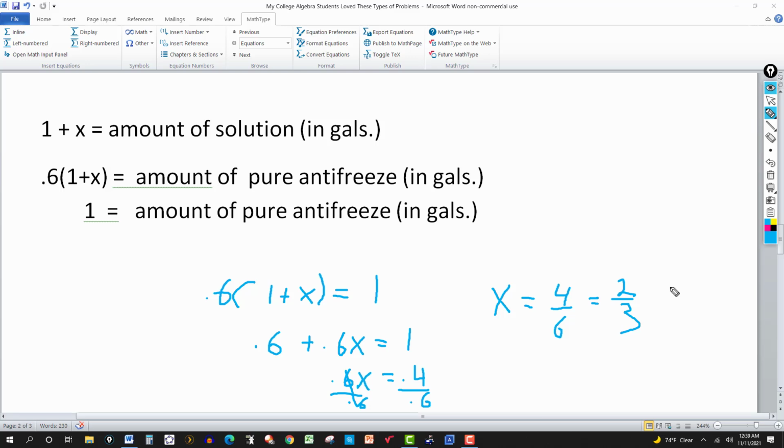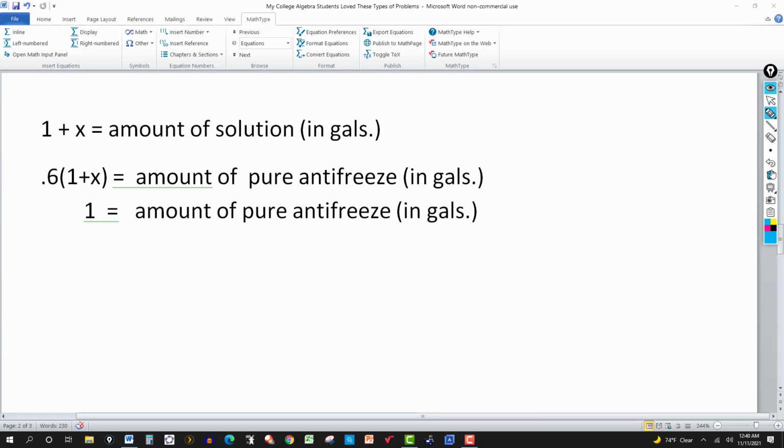So the amount of water that should be added to get this mixture of 60% antifreeze is 2/3 gallons. And that, of course, is water. So 2/3 gallons of water should be added to the pure antifreeze to get the 60% mixture. Clear this.